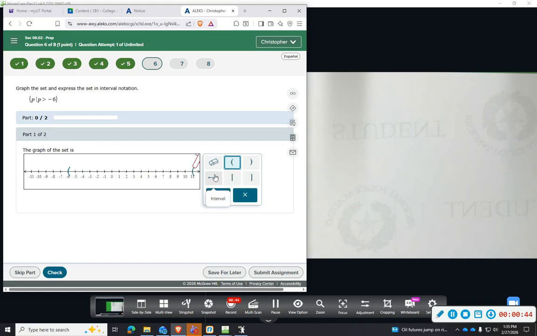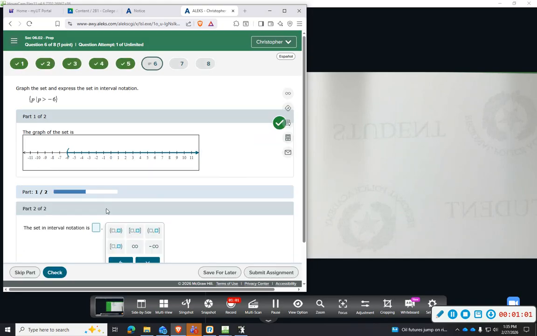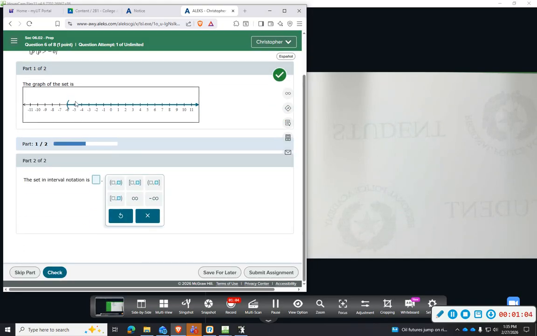And then we're going to do a line segment starting from -6 and going to the right because it says greater than. So here is our solution graphed on the number line. And then in interval notation, this -6 is on the left in parentheses. And then this arrow goes all the way to the right and it keeps going forever to positive infinity. And infinity is always in parentheses.